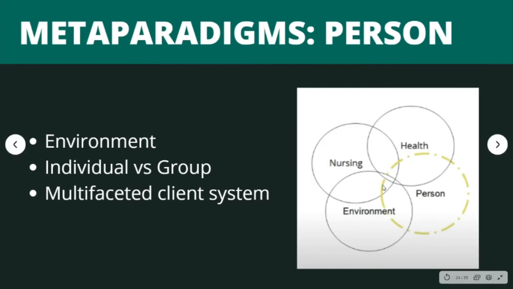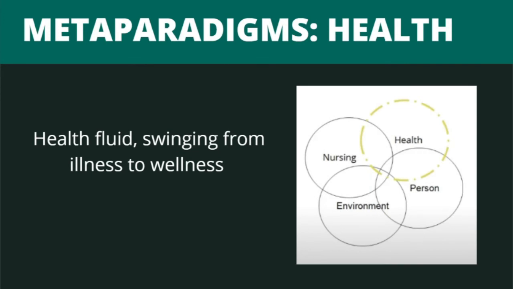So now, let's move on to the metaparadigm of health. Health is a fluid concept, like a pendulum, constantly swinging from wellness to illness in a back and forth motion. Neuman explained that in order to reach an optimal level of wellness, the needs of the total system must be met. Thus, illness results from unmet needs of the total system.